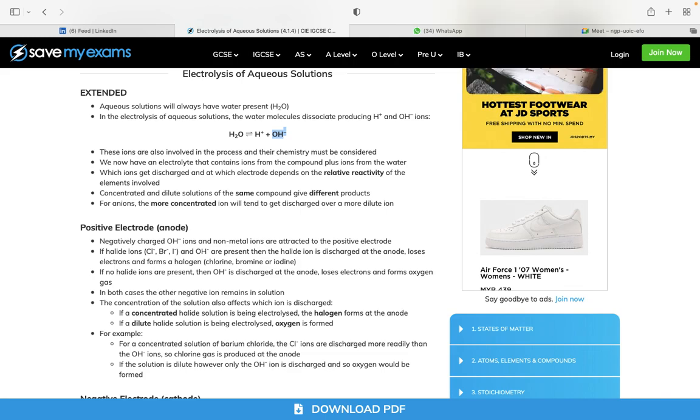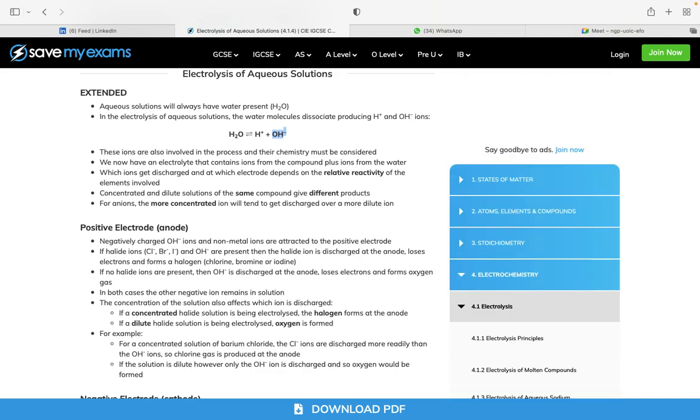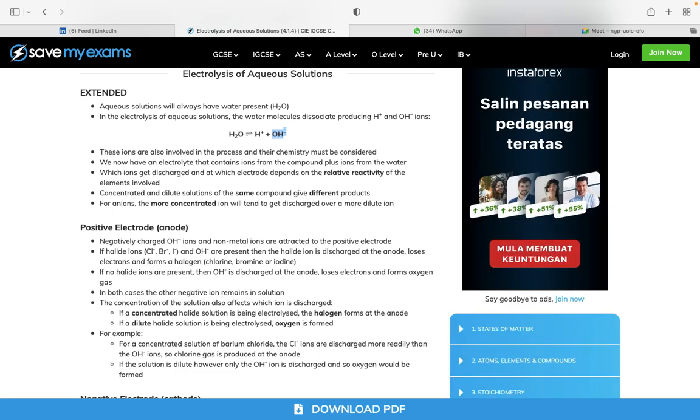If halide ions are present, like chlorine ion, bromine is part of it, but we don't use bromine because bromine is explosive, it's very reactive, it's too explosive. So normally we start consideration from chlorine, bromine, iodine. Okay, if halide ions are there, like the chloride ions, the bromide ion, and the iodide ion, these ones are called the halides. Okay, and if the OH ions are present, then the halide ion will be discharged.